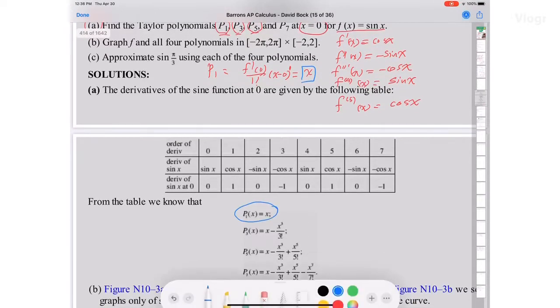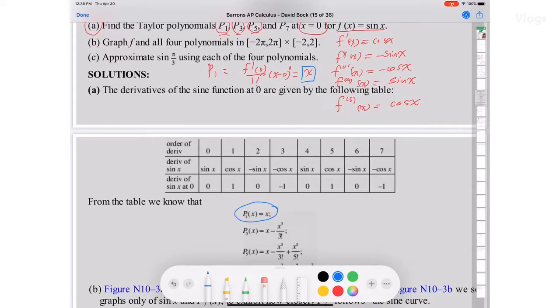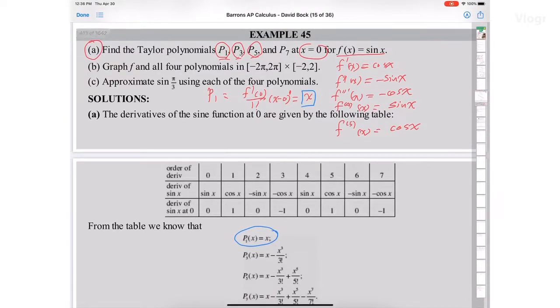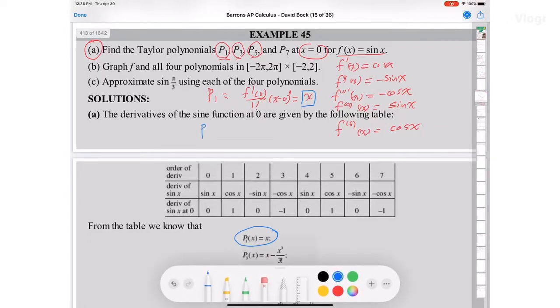It says that like this. So P1 means what? The second term is a polynomial, Taylor polynomial. Go back to find the P3. How can you find the P3? P3 means n is 3, right? So third derivative of 0 over 3 factorial times x minus 0 to the third power. That's P3, the degree 3 term.